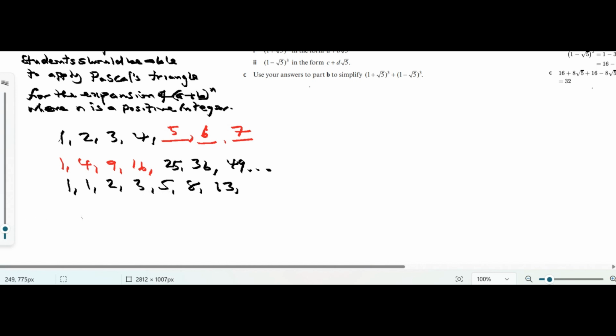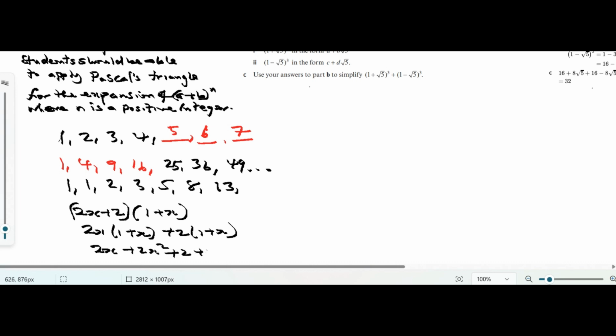We can also expand, if you have 2x plus 2 and, let's say, 1 plus x. We know how to do this expansion such that you have 2x open bracket 1 plus x, plus 2 open bracket 1 plus x. Just expand the bracket, where we have 2x plus 2x squared plus 2 plus 2x. Then you can collect like terms, which finally gives us 2x squared plus 4x plus 2. That is a little expansion.